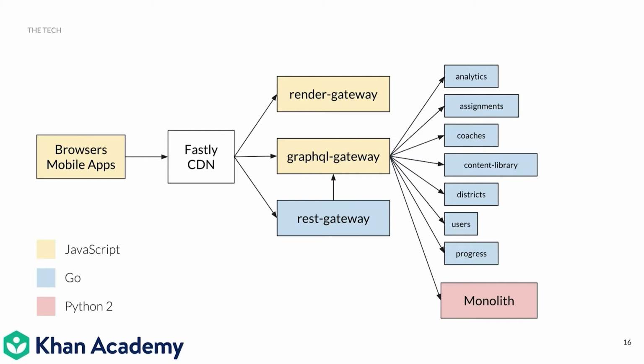That is colored yellow in this picture because it's JavaScript right now. It is Apollo server. And basically the GraphQL gateway is going to look at the GraphQL request and fan it out across all of the services. We have about 20 services right now. It's going to fan it out among those services, gather the data, and return it to the user. And that includes also calling the Python 2 monolith to get some of that data.